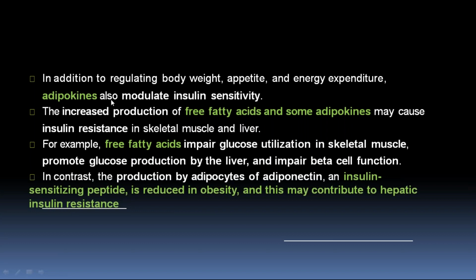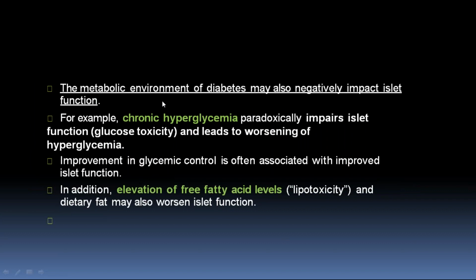beta cell function. In contrast, the production by adipocytes of adiponectin, an insulin-sensitizing peptide, is reduced in obesity, and this may contribute to hepatic insulin resistance. The metabolic environment of diabetes may also negatively impact islet function. For example, chronic hyperglycemia paradoxically impairs islet function, glucose toxicity, and leads to worsening of hyperglycemia. Improvement in glycemic control is often associated with improved islet function. In addition, elevation of free fatty acid levels, lipotoxicity, and dietary fat may also worsen islet function.